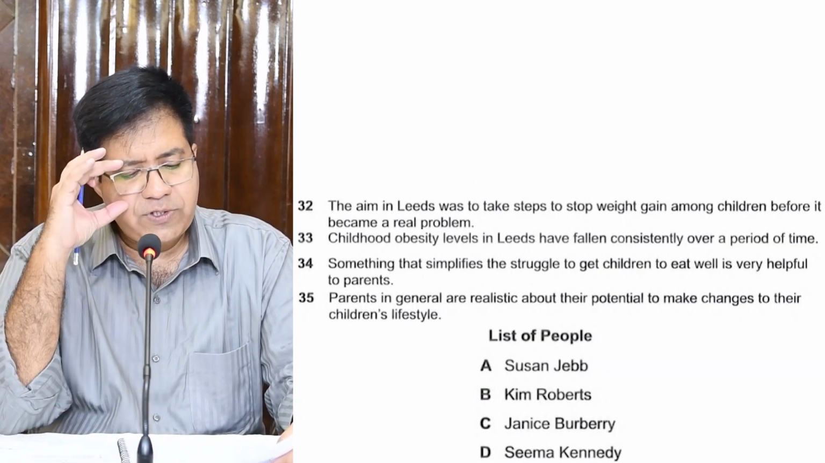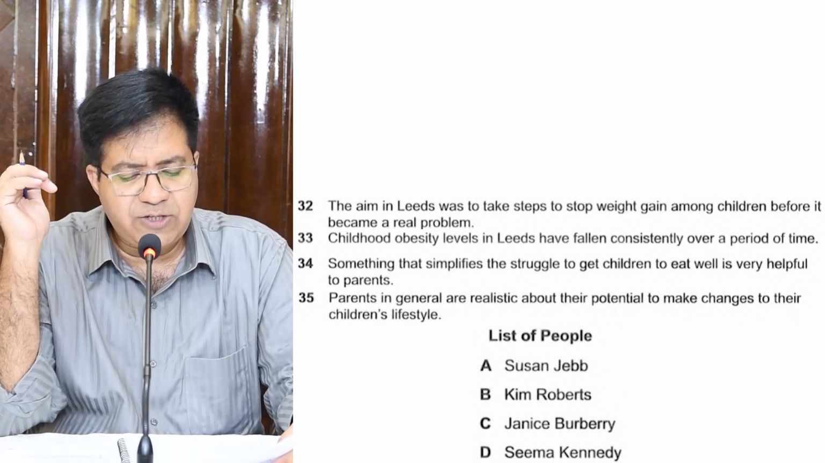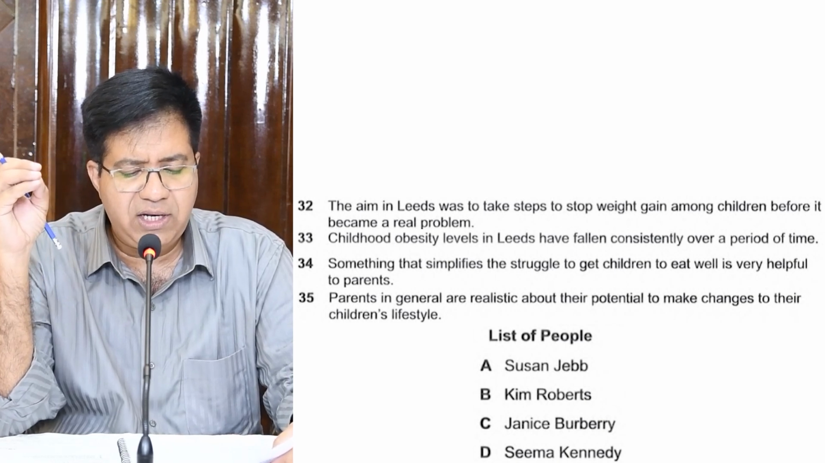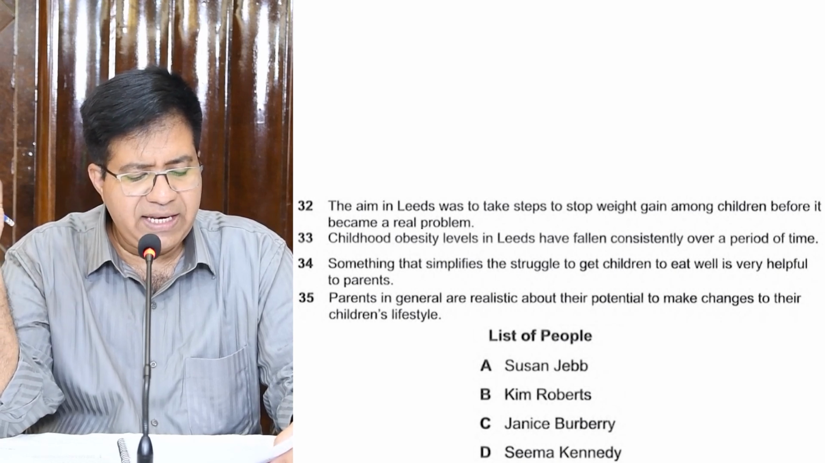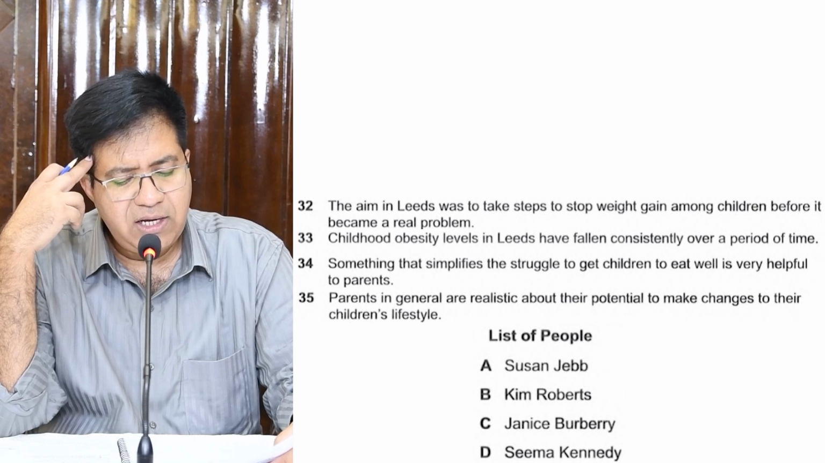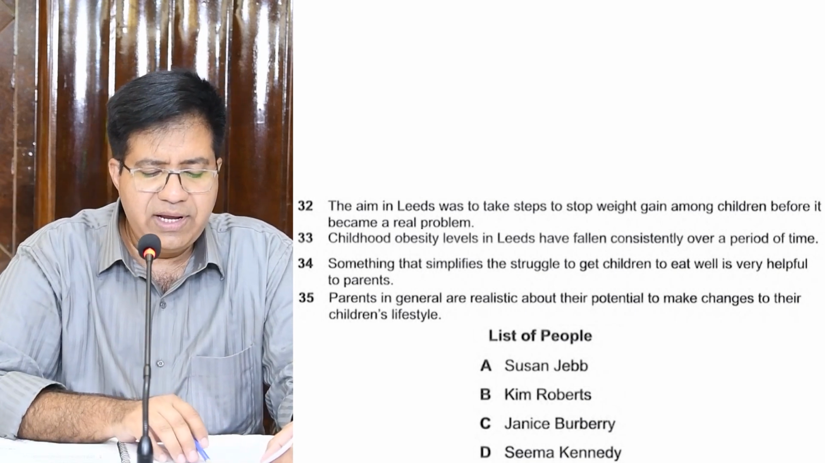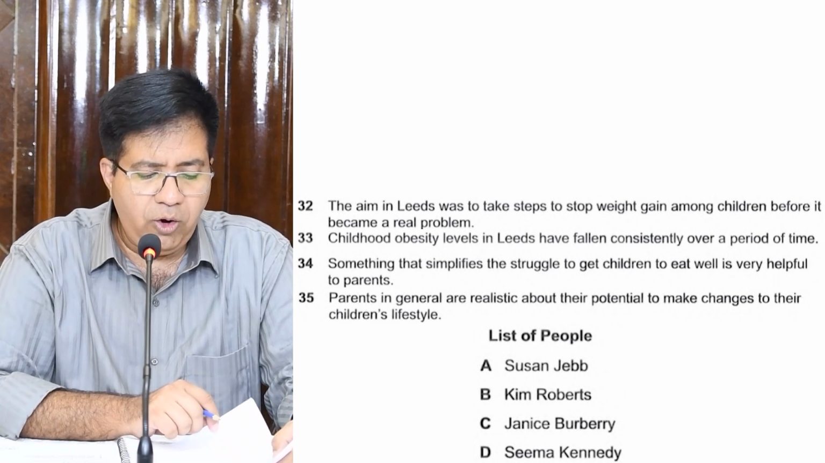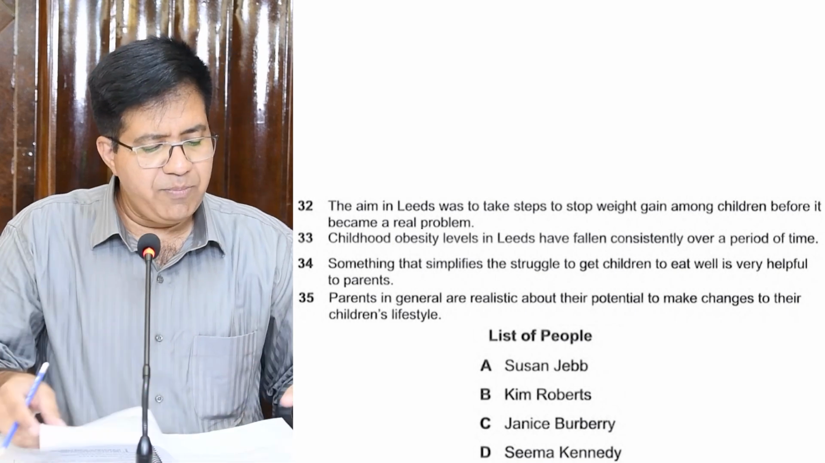Question number 34. Something that simplifies the struggle to get children to eat well is very helpful to parents. So underline simplify struggle, get children eat well. And question 35. Parents in general are realistic about their potential to make changes to their children's lifestyle. So underline parents, realistic, make changes, children's lifestyle. Now what is option B? Kim Roberts. So we go to Kim Roberts.